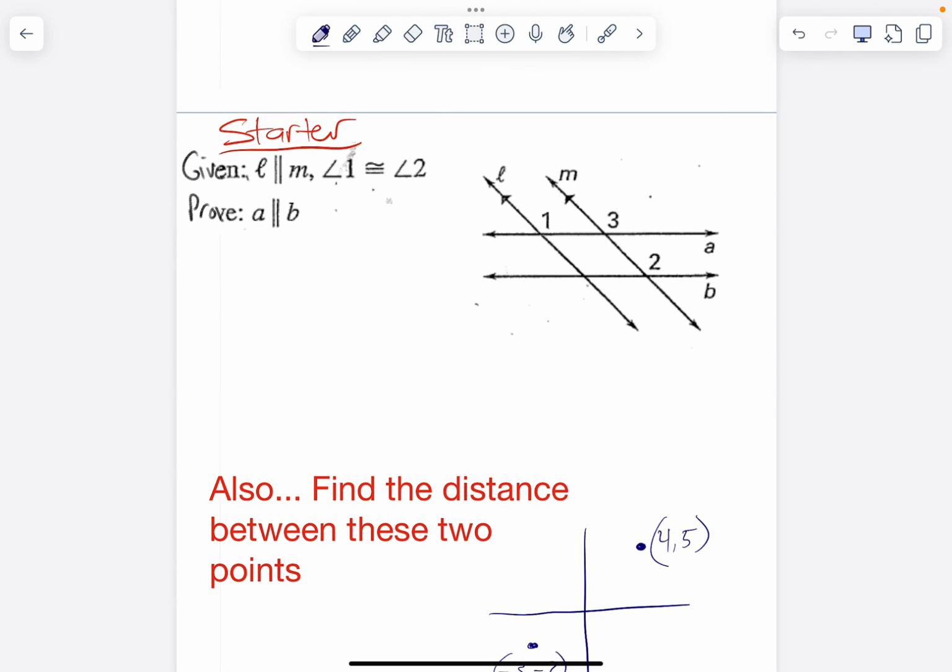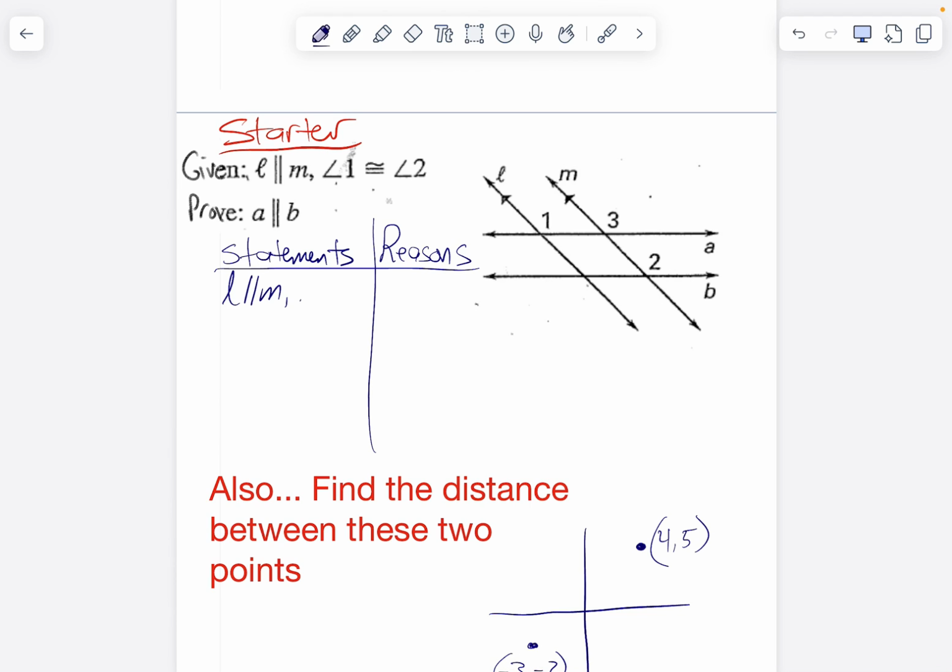So first one, we're asked to prove two lines are parallel and told two lines are parallel, so we can use some of the parallel line angles that we have and just be careful which ones we're using. And obviously we'll start with this given.